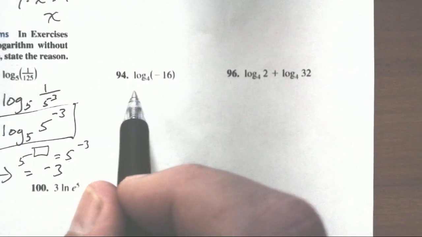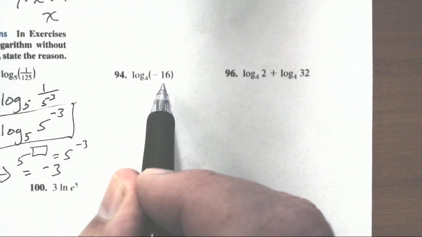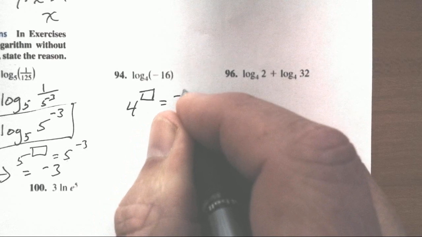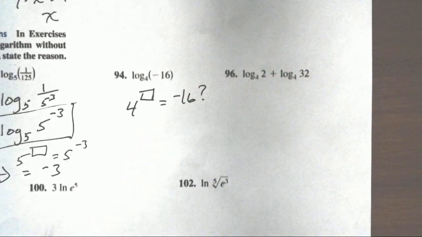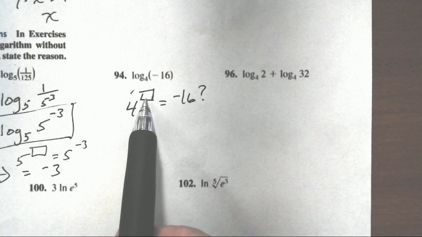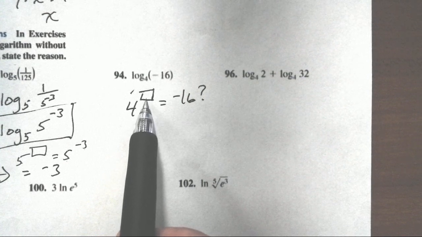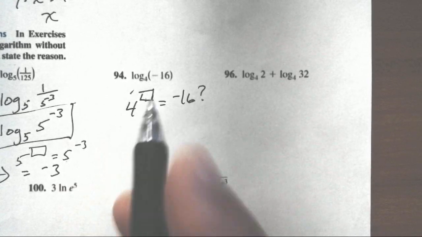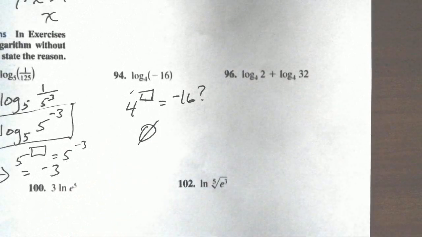This is the exponent that turns 4 into negative 16. 4 to the what power equals negative 16? Well, I can't use an exponent. If I put a negative up here, like negative 2 might be tempting, 4 to the negative second is 1 over 4 to the positive second. I can't get negatives out of here. There is no solution.